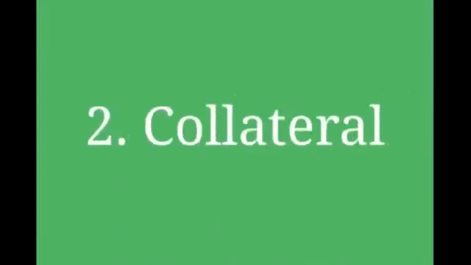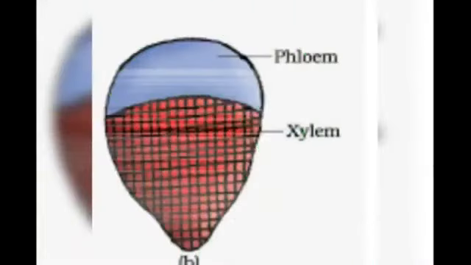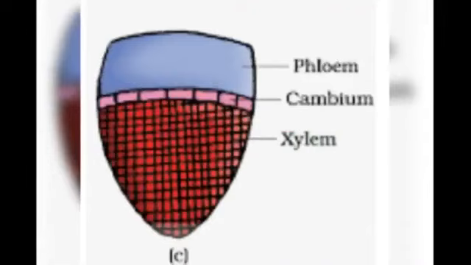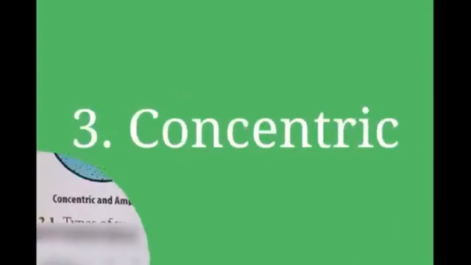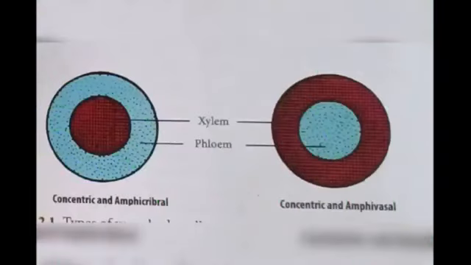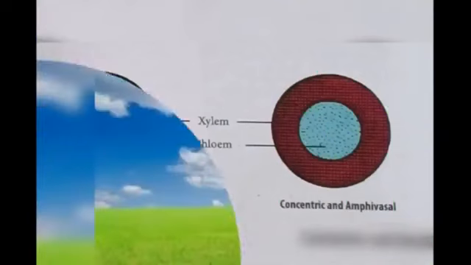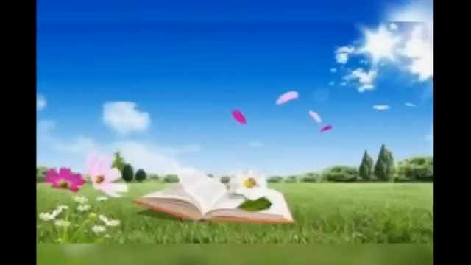And in collateral, the xylem and phloem are present top and beneath, a phloem on the top and xylem beneath, and it consists of two types. One is open, the other one is closed. The third type is concentric, where xylem is inside and surrounded by the phloem, or phloem is present inside and surrounded by the xylem. These are the types of vascular bundles.